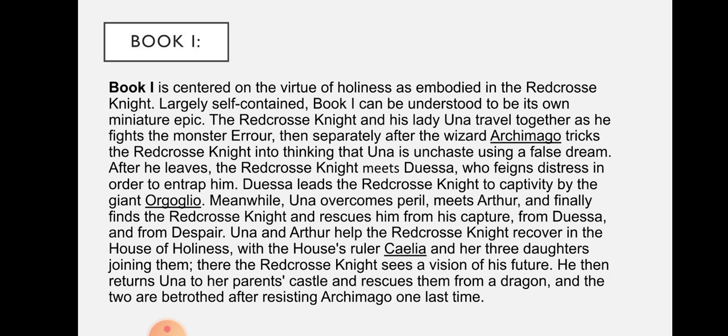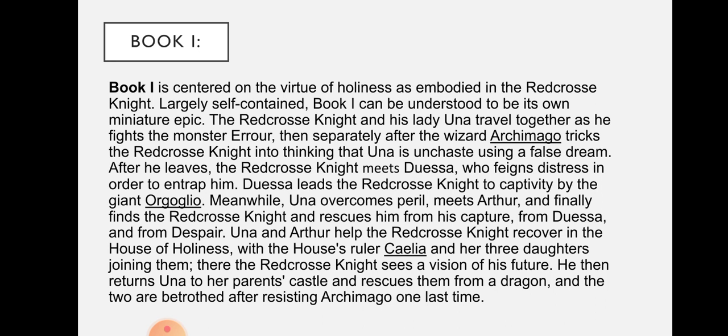The Red Cross Knight and his lady Una travel together as he fights the monster Error. Then, separately, the wizard Archimago tricks the Red Cross Knight into thinking that Una is unchaste, using a false dream, and he leaves. So temptation is there. Temptation is most of the time negative attraction. So the knight has been tempted negatively, and then the Red Cross Knight meets Duessa. This is a sort of witch. She negatively attracts and creates problems, and feigns distress in order to entrap him. So he's trapped, and we can see this in real life too. People, heroes, are sometimes distracted and trapped.